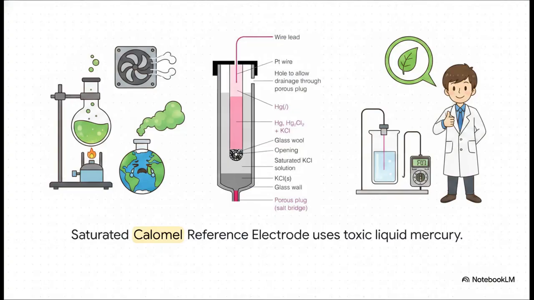Looking closely at one of these historical heavyweights, the saturated calomel electrode uses liquid mercury and a paste of mercury chloride. Now, while the liquid mercury provides an incredibly fast response and is super easy to clean, modern labs largely prefer silver/silver chloride. The reason is pretty straightforward. We really want to avoid mercury's notorious toxicity and the massive environmental headaches of disposing of it.